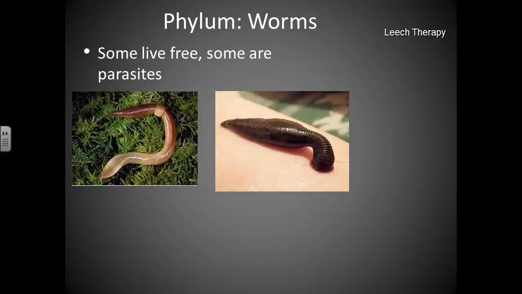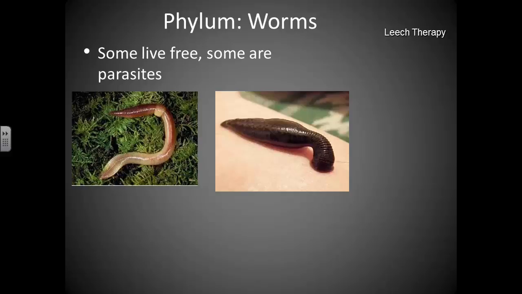Here's another segmented worm. This is a leech. A leech is a segmented worm, and they are parasites. They feed on the blood of other animals. This side of the leech is a large sucker that just holds itself in place, and then the narrow end is the head end that looks around, and once it finds a vulnerable area, will bite an animal, and then will start to digest its blood.